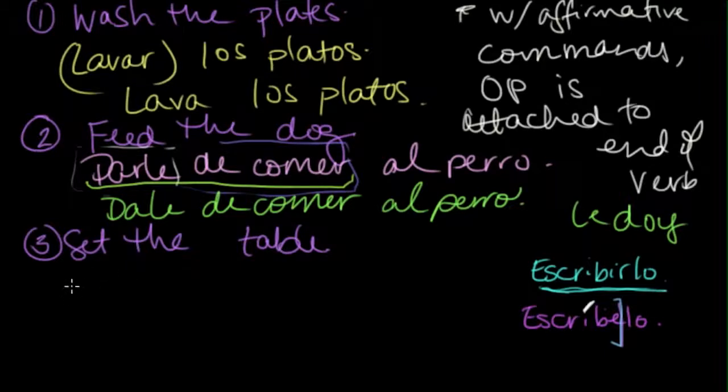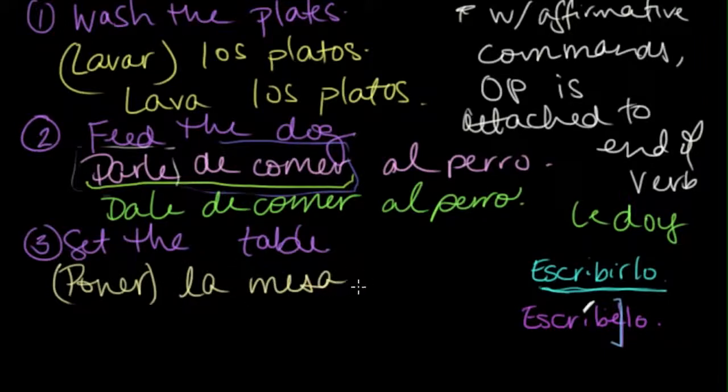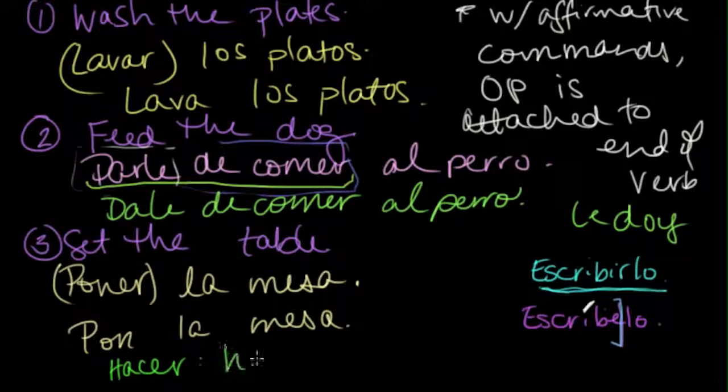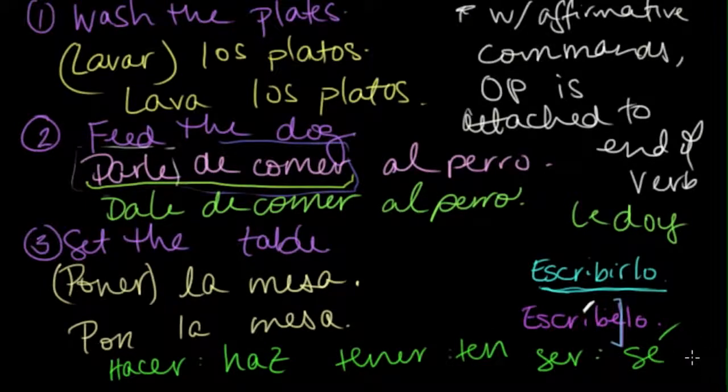Alright, so set the table. Again, this is sort of a trick question on my part because the verb for set, which is poner, does not have a regular tú command. It is irregular. It is pon la mesa. There are a few other irregulars that you should be aware of. Hacer is haz, tener is ten, and ser is sé, with an accent to differentiate it from se, the pronoun. So it requires an accent, is what I'm trying to communicate to you.